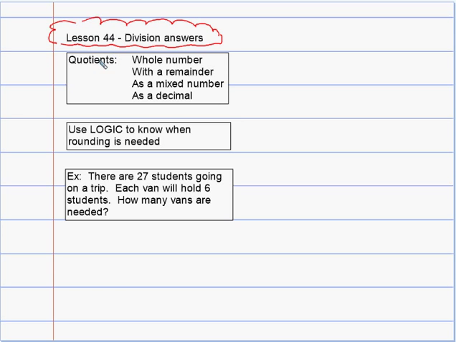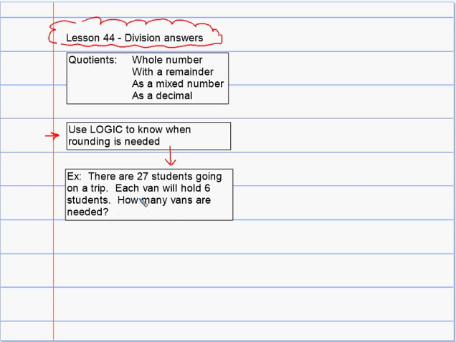Quotients, which are division answers, can be represented as a whole number with a remainder. You can write it as a mixed number or as a decimal. And you need to use logic to know when rounding is needed, and here is an example.